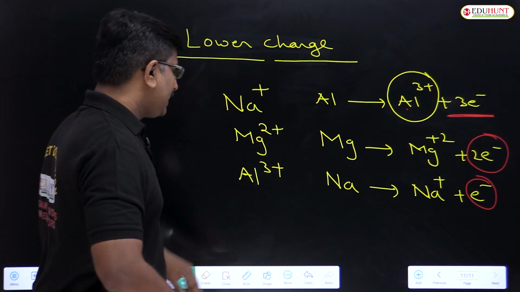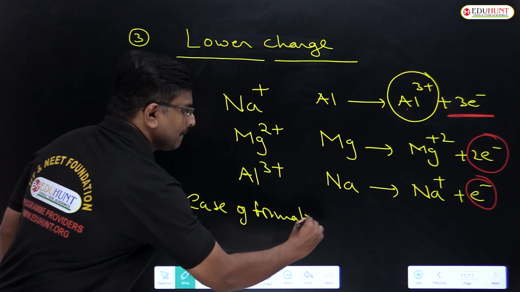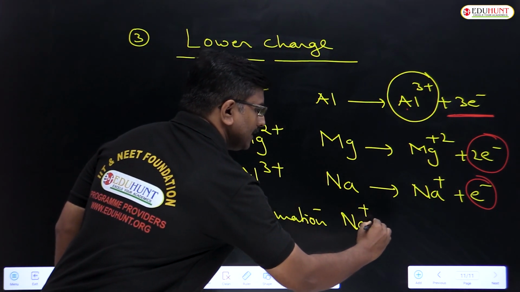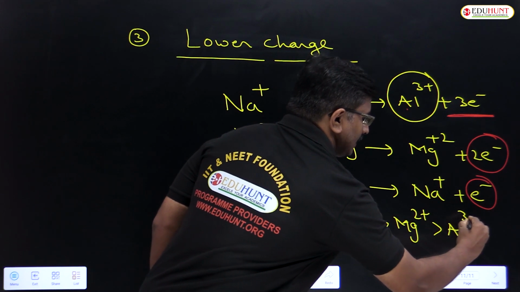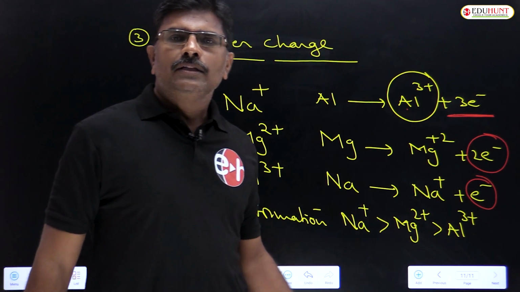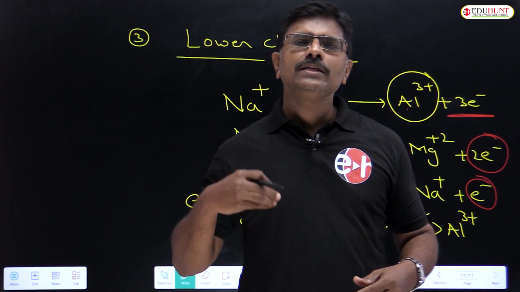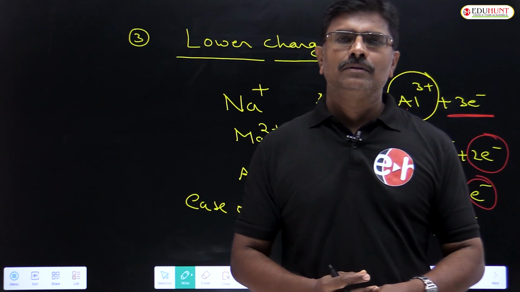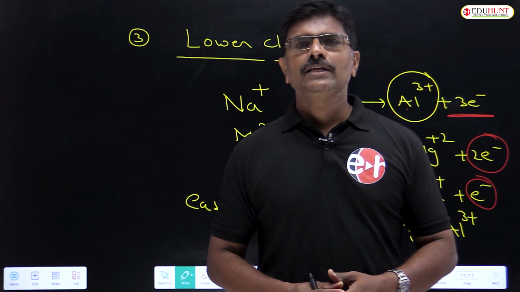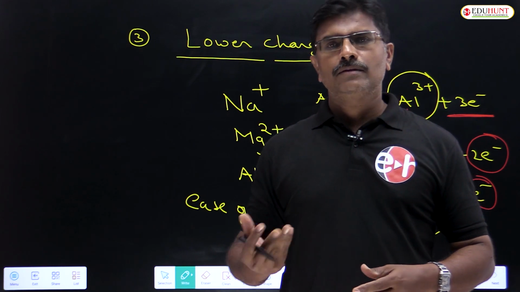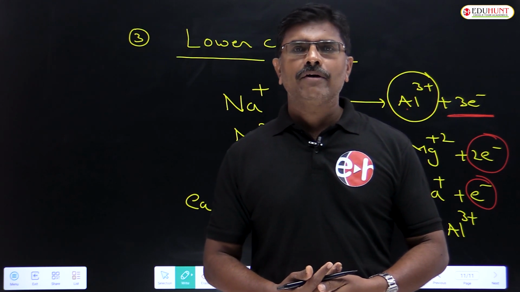That is the reason why the ease of formation of Na+ is greater than Mg2+, which is greater than Al3+. Got it? So this is our third condition. What is our third condition? The lower the charge on the cation, the more easily that cation is formed. The higher the charge on the cation, the more energy it consumes and the more difficult its formation. So this is our third factor for the formation of cation. Hope you have understood this.